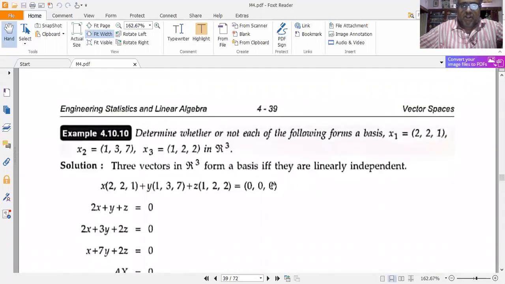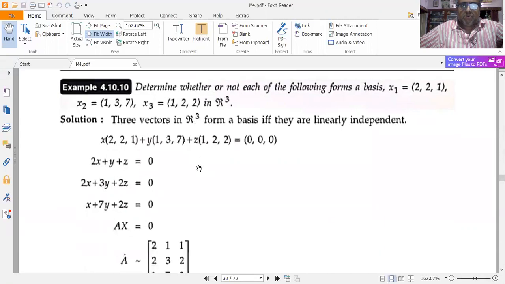Next, determine whether or not each of the following forms a basis. x1 is equal to (2, 2, 1), x2 is equal to (1, 3, 7), x3 is equal to (1, 2, 2) in R cubed. Okay, so 3 vectors in R cubed form a basis only if they are linearly independent. So let us check.